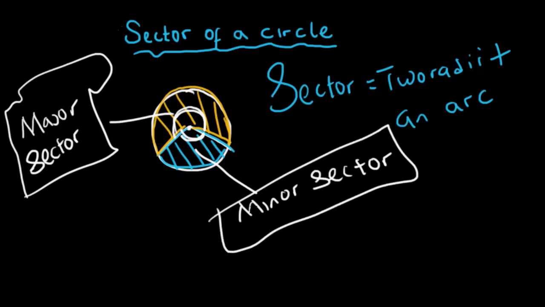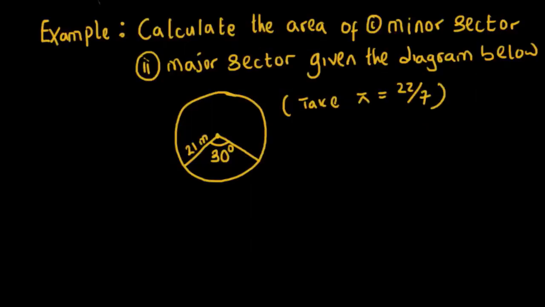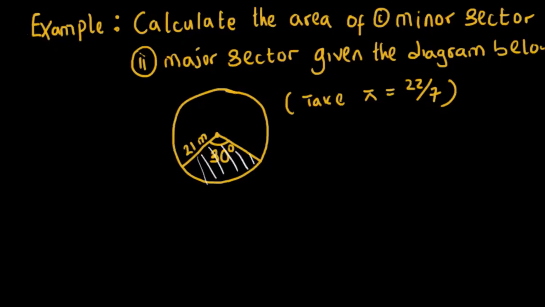Now, let's take an example. So we have: calculate the area of (i) the minor sector, (ii) the major sector. Take pi equals to 22/7. Now remember, this is the minor sector, and this is the major sector. Do you understand that? So let's solve this. So we've got the solution.